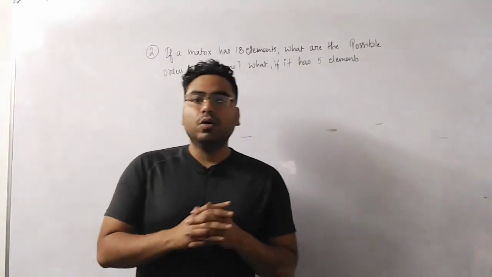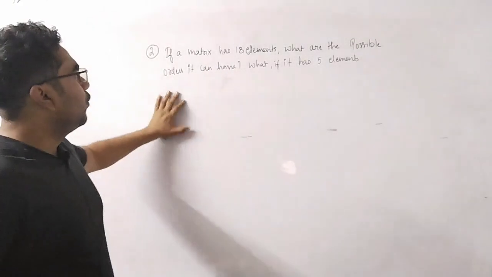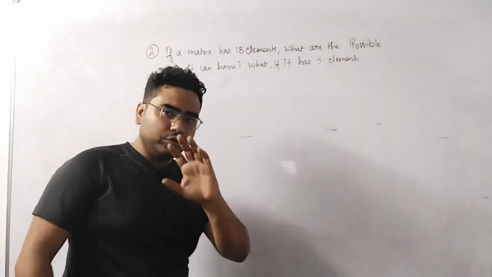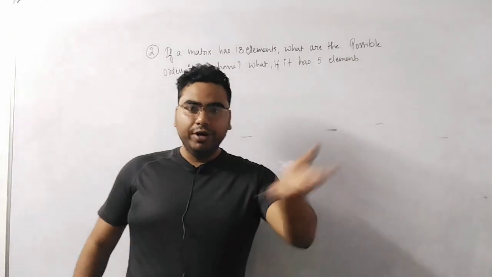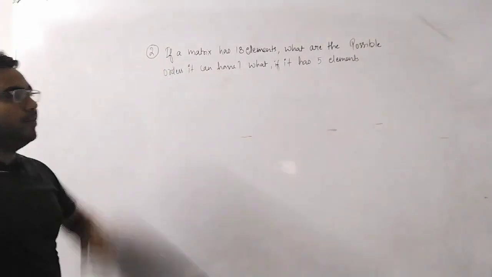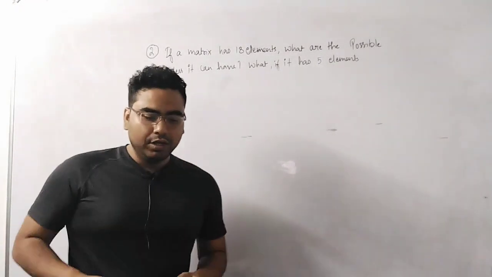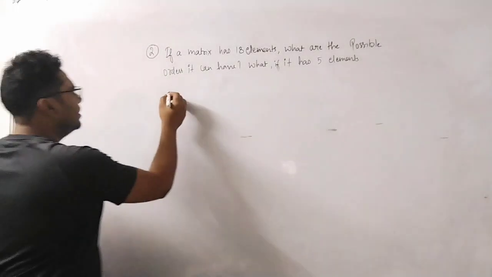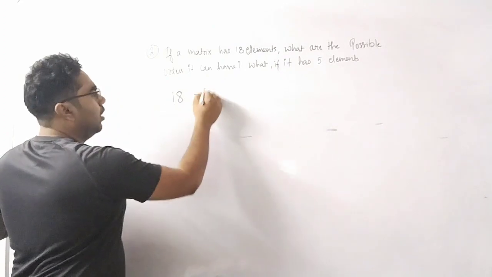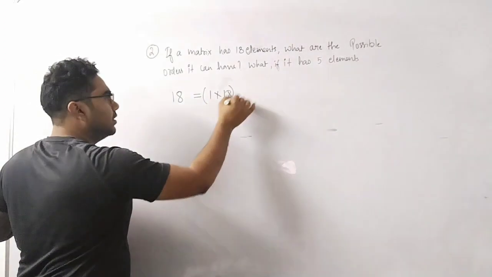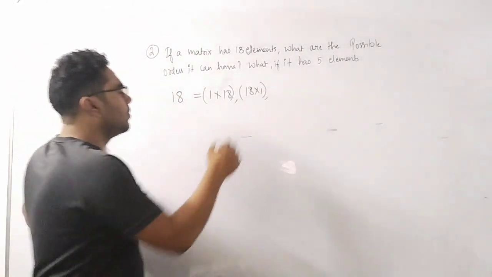Now question number 3. Question number 3 is more or less identical in nature. Here in place of 24 we have 18 elements, and you have to find the possible orders of the matrix. In the same manner, we need to deconstruct 18 into a product of two natural numbers. 1 into 18. Reverse order, 18 into 1.